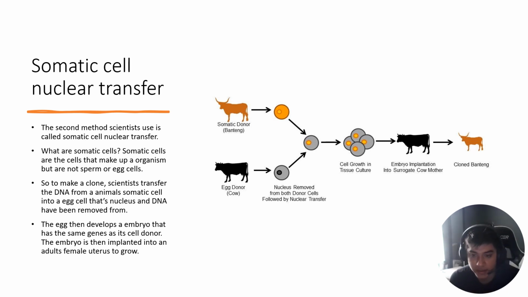As you can see, we have the somatic donor and the egg donor, and then we can see the nucleus removed from both donor cells, followed by the nuclear transfer, and then the cell growth and tissue culture. Then you can see it turns into embryo implantation into the surrogate cow mother, and then we got the clone.